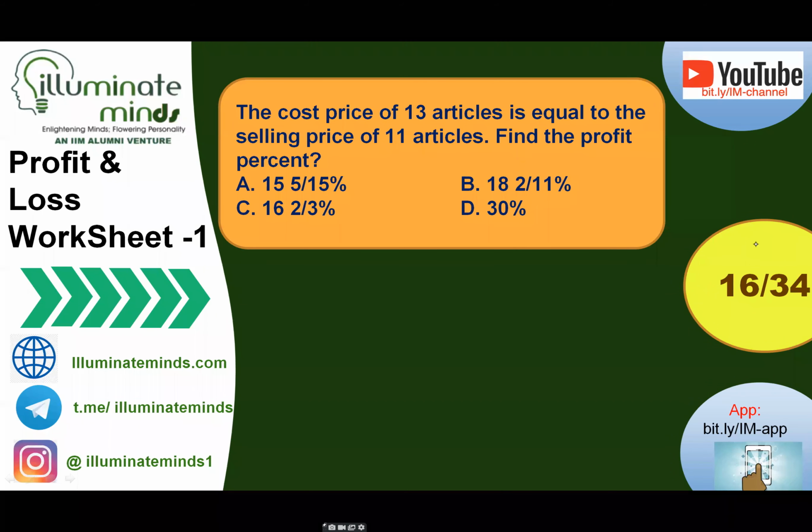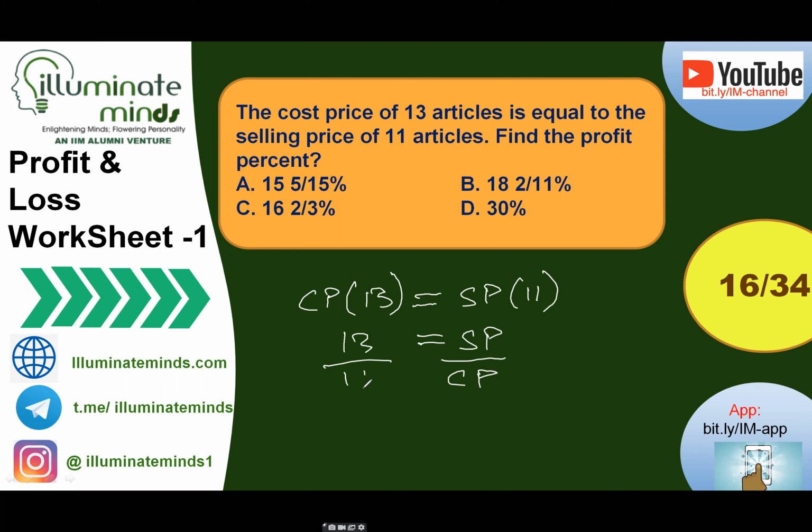The cost price of 13 articles is equal to, again a simple thing, CP into 13. This is a profit and loss easy sheet, so you'll find many easy questions over here. Next time it will be a mediocre sheet. 13 by 11 will give me 1 2 by 11, which is 1.181818. That is 18 2 by 11 percentage.